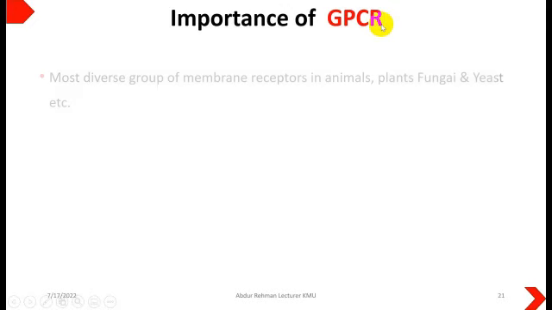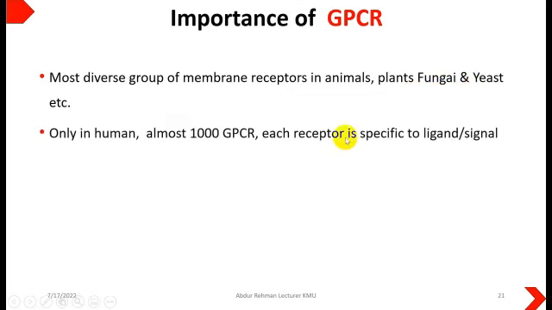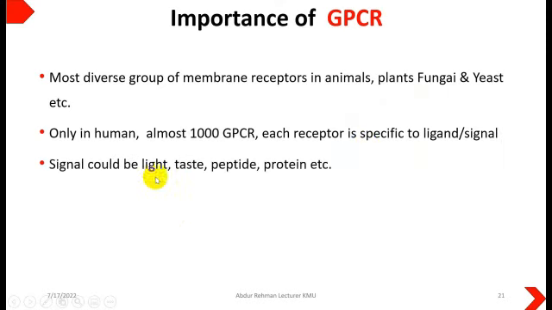It is the most diverse group of extracellular membrane receptors and is present in almost all eukaryotes, whether animals, plants, fungi or yeast. Interestingly, there are more than 1000 G protein coupled receptors in humans alone, and each of these receptors is specific to ligands or signals. These signals could be in the form of light energy, some kind of taste, or peptides, proteins or even lipids.